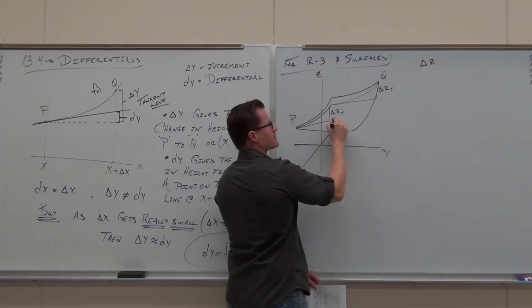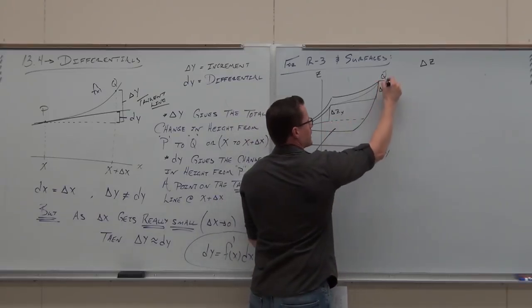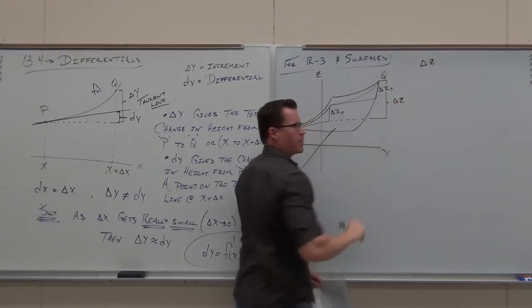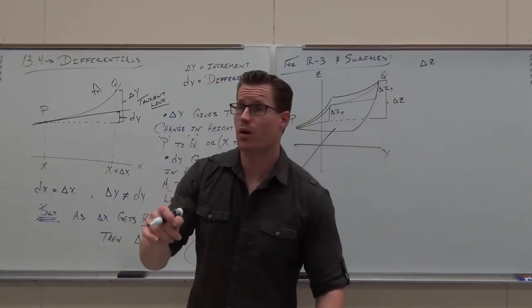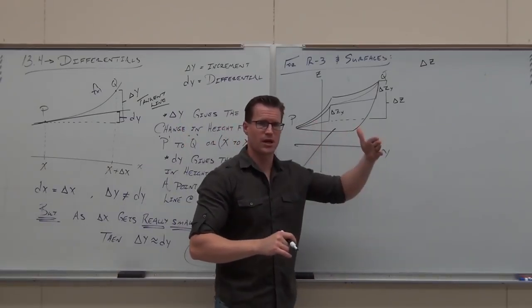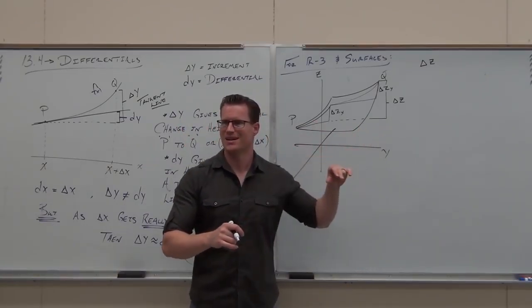And if I take these and add them up, that will be my total delta z. So that's what I want to do. I want to go along the x direction for a while. Then I want to go along the y direction, and I want to add those two heights up. You guys get the idea of the proof?